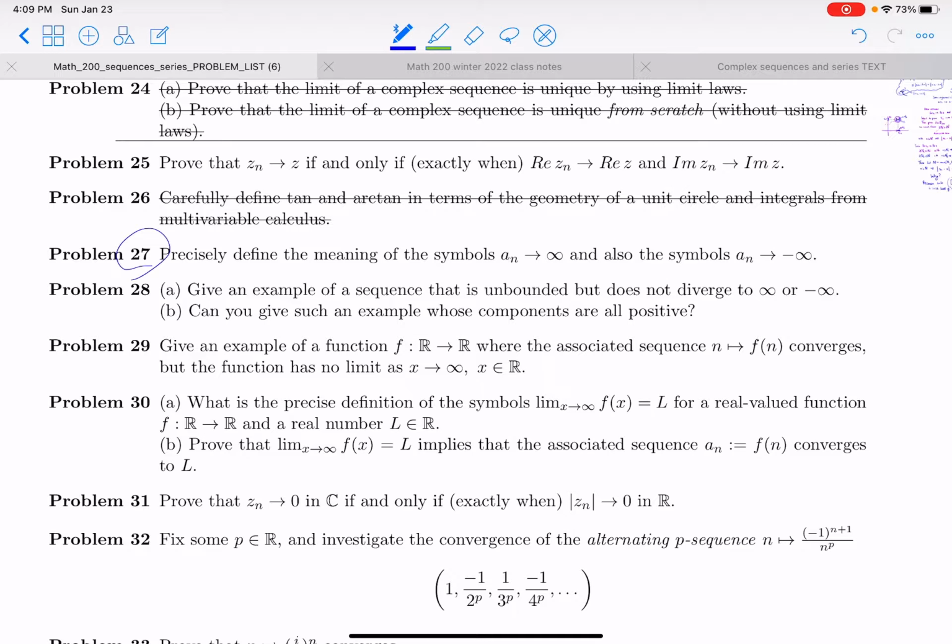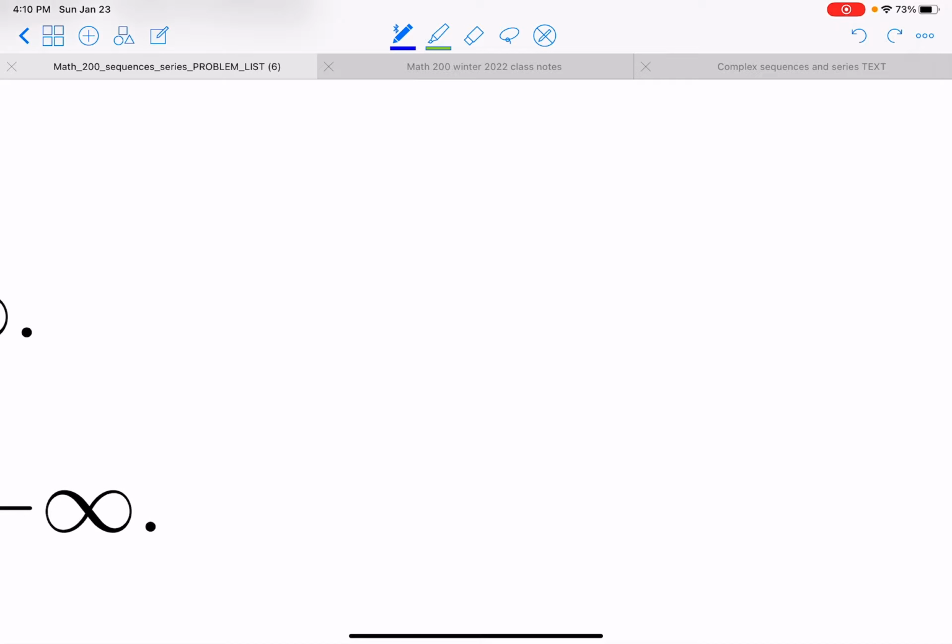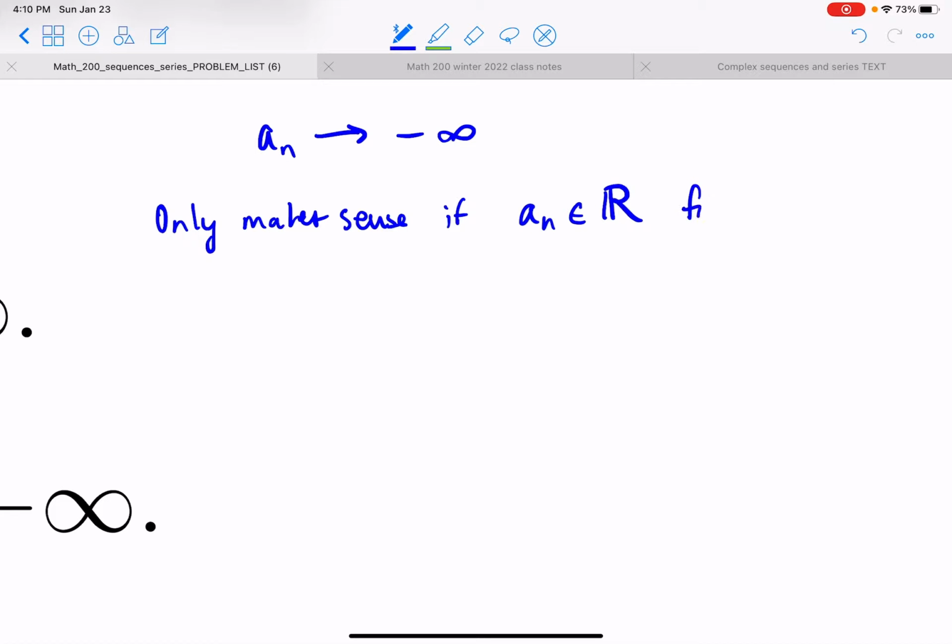Problem 27. Precisely define the meaning of the symbols this and this. Okay, so why don't I just do this one? So let's start with, let's actually do this one. a sub n goes to minus infinity. So this only makes sense if the a sub n are real numbers and the n is a natural number. In other words, we have a real valued sequence.